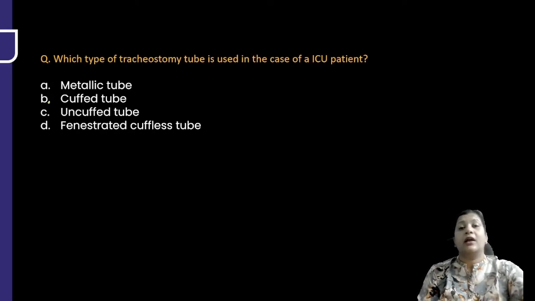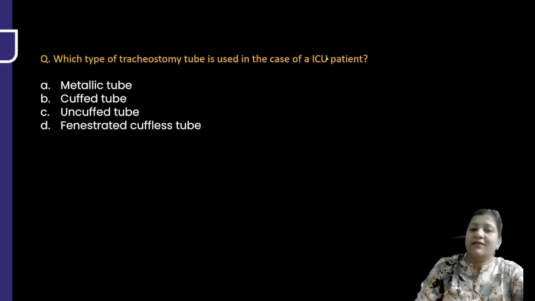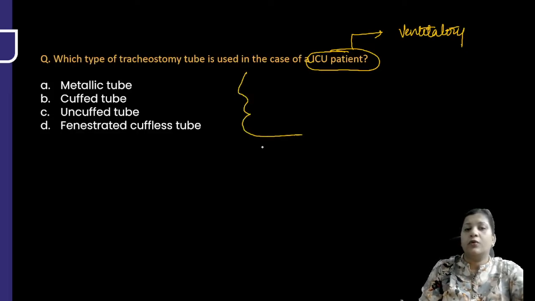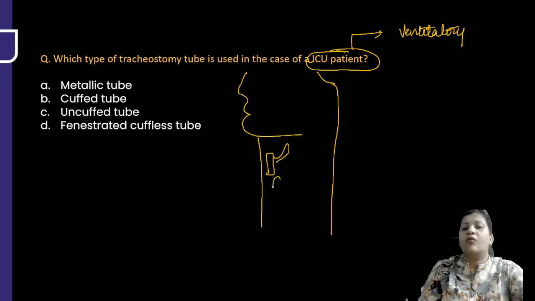Which type of tracheostomy tube is used in an ICU patient? Metallic tube, cuffed tube, uncuffed tube, or fenestrated cuffless tube? So basically, when we are talking of an ICU patient, we mean that the patient requires ventilatory support or may require ventilatory support. Now, when I am putting a tube in the trachea of a patient who might require ventilatory support, what considerations should I take?